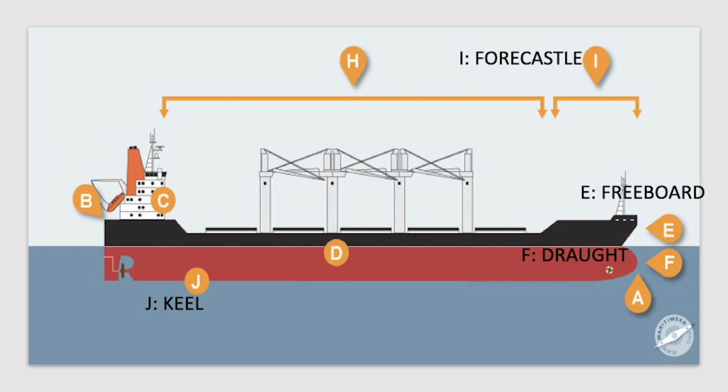The foxhole is a raised part of the foredeck near the bow. And the keel is the bottom of the ship. Here you see the freeboard. This is the part of the hull that is above the water.